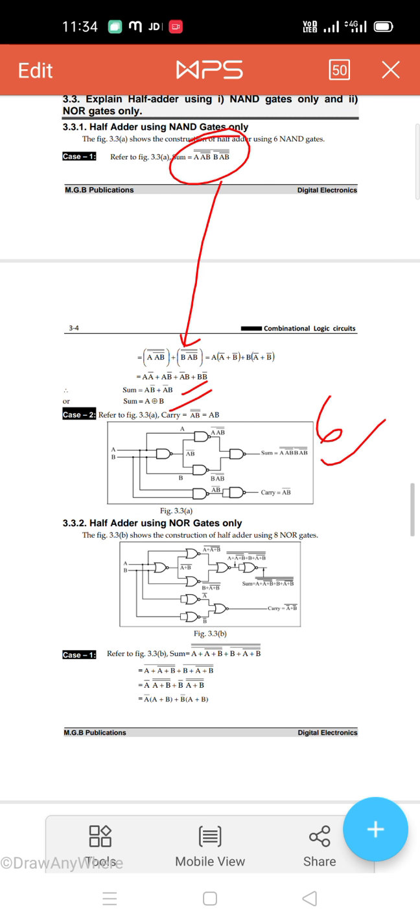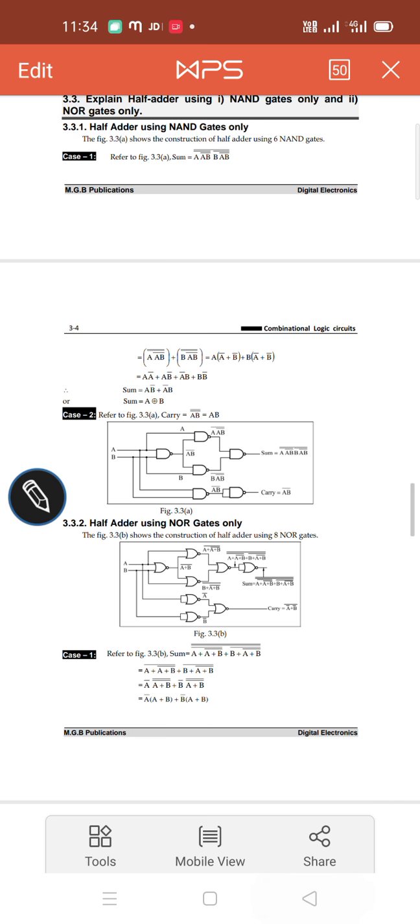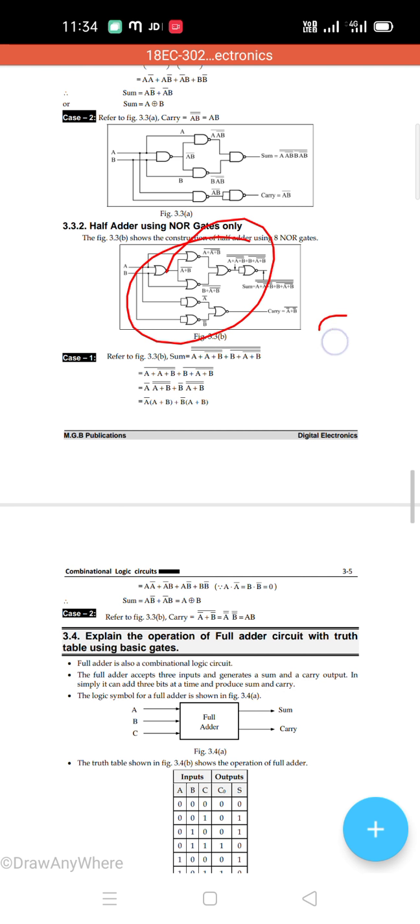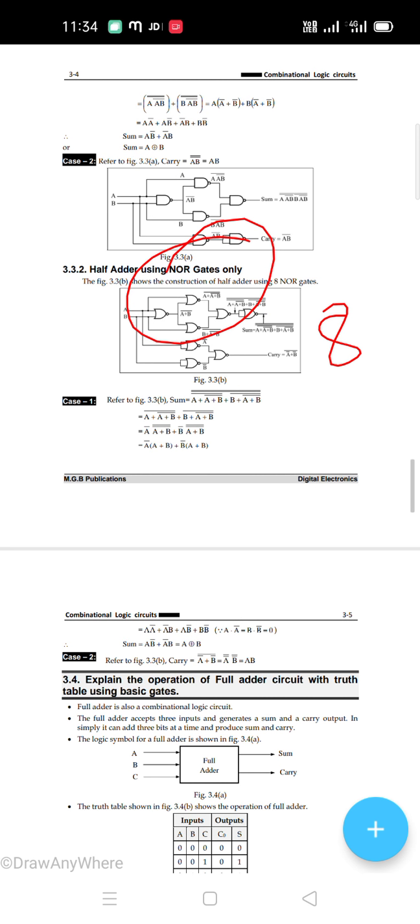Next, half adder using NOR gates. How many NOR gates are required? 8 NOR gates are required to construct the half adder circuit here. Same as before, if we construct this NOR gate circuit, this is the output you are getting. From this again you have to realize.